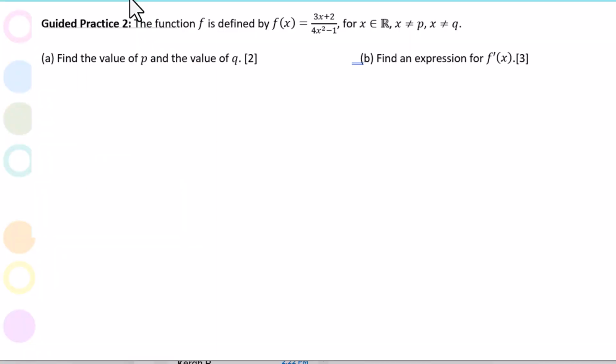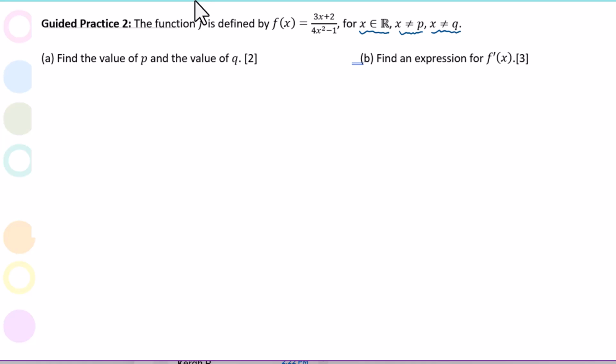I did practice 2. The function f is defined by f of x equals 3x plus 2 all over 4x squared minus 1. X is all real numbers, x not equal to p, x not equal to q. A. Find the value of p and the value of q.